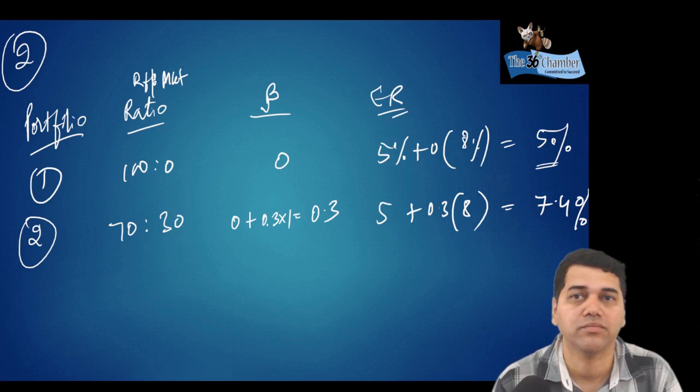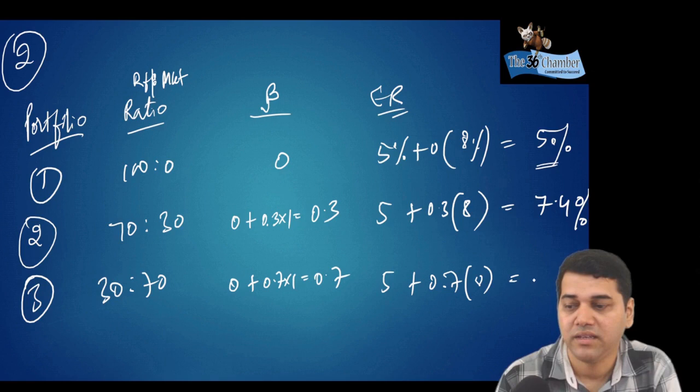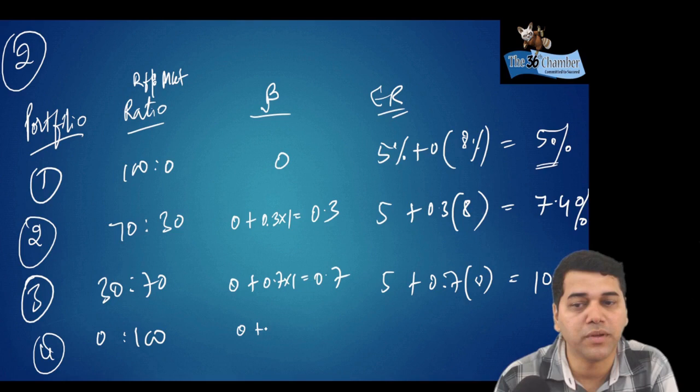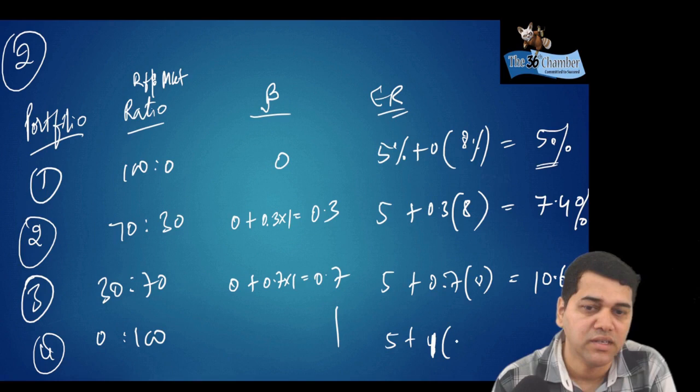Third, understood, no? 30-70, a big portion is going to go into the market: 0 plus 0.7 into 1, 0.7 is the beta now. So 5 plus 0.7 times 8 is equal to 10.6%. And the fourth scenario, if you invest 0 is to 100%, beta is 0 plus 1 into 1, it's 1. Calculation not required, 100% investment in the market. So beta is 1. So it is 5 plus 1 times 8. That is 13%.